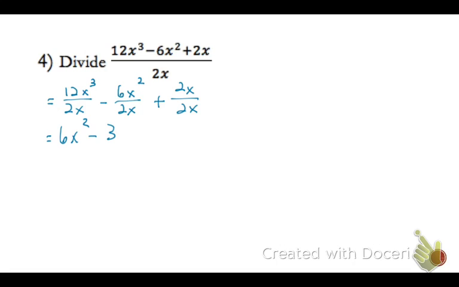6 divided by 2 is 3. Subtract your exponents. 2 minus 1 is 1. And since the 2 is in the numerator, that's where our variable term will end up. And then lastly, 2x divided by 2x, anything divided by itself will be 1. 1 divided by 1 is simply 1.